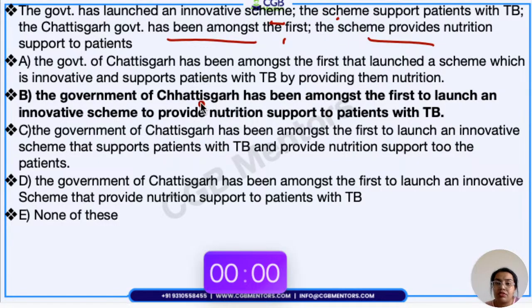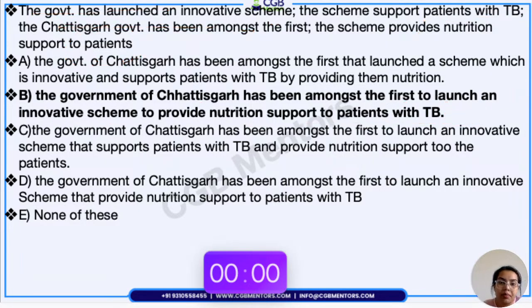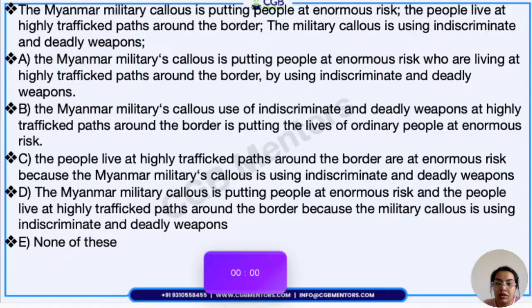So the government of Chhattisgarh has been the first. तो ये वाली piece of sentence हो गया. To launch an innovative scheme to provide nutrition to patients with TB. There you go. बहुत ही easily आप इसको connect कर पा रहे हो. Next one.